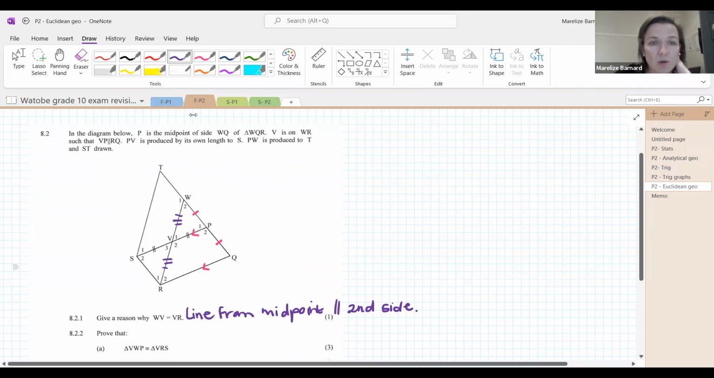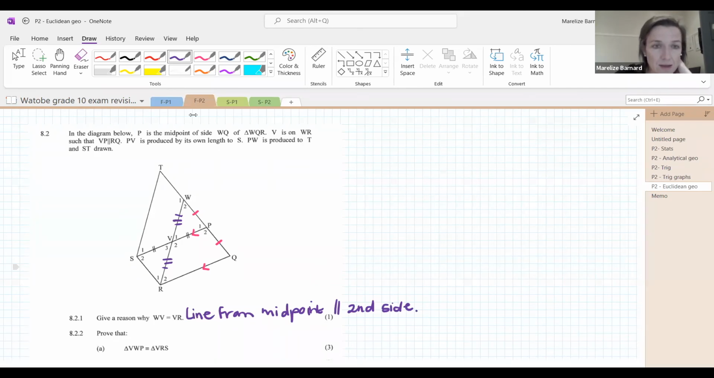PV is produced by its own length to S, which just means that PV is equal to VS, as is shown on the sketch. PW is produced to T and ST drawn. Okay, so that doesn't really make any difference. Now, the next question is 8.2.2a, triangle VWP. We need to prove it congruent to triangle VRS.